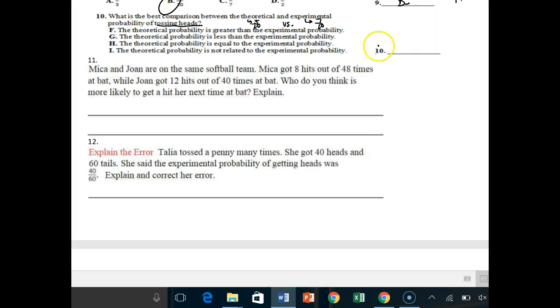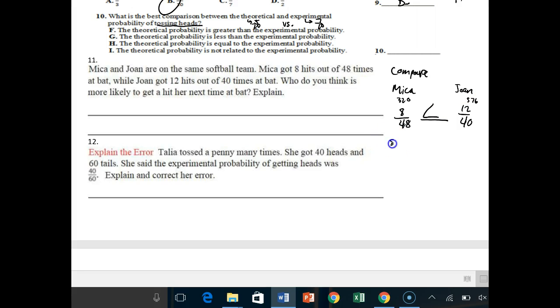Well, let's take a look at Micah. So basically, we're just going to compare these two ratios or fractions. We're comparing Micah, which is at 8 out of 48, versus Joan, which is at 12 out of 40. So we've done this before. This gives you 320. This gives you 576. So we point to the smaller one. Obviously, we like Joan because her ratio is higher than Micah's.